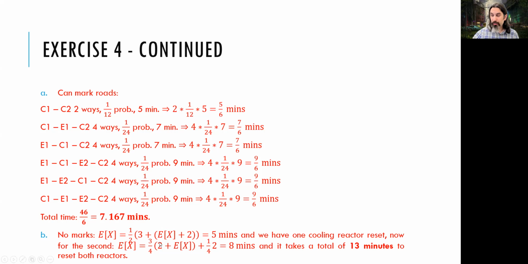3 over 4 times 2 plus EX, because I've gone to the wrong place and I've come back. I haven't done any operations there. And then I have 1 over 4 times 2, because I'm going to the last cooling reactor and repairing it, and I'm done. I'm not coming back. So 1 over 4 times 2, which is going to give me 8 minutes of time spent. The total will be 5 plus 8, which is 13 minutes for this type of exercise.